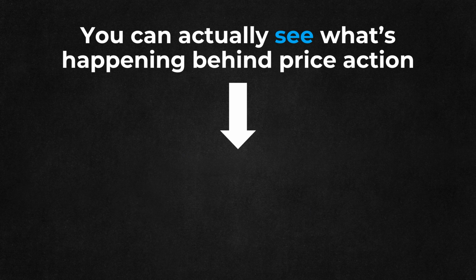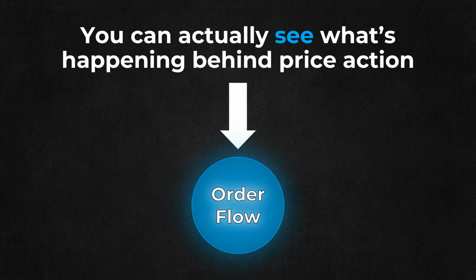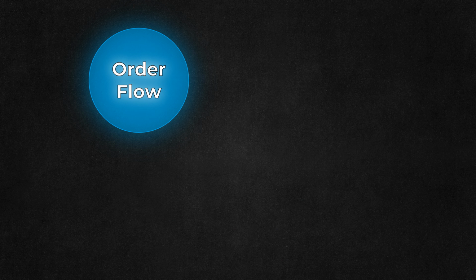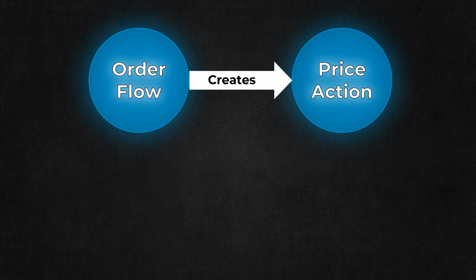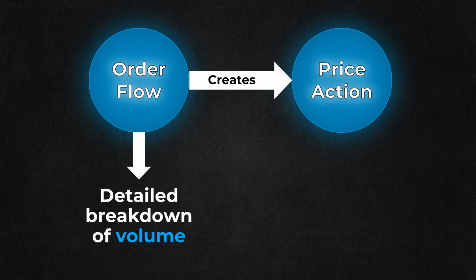This is where order flow comes in. Order flow is what creates price action in the first place. And order flow is nothing more than a detailed breakdown of trading volume. In other words, volume activity produces price movement. So if you want to understand price action, you need to understand what caused it. Another way to say this is that volume leads price.